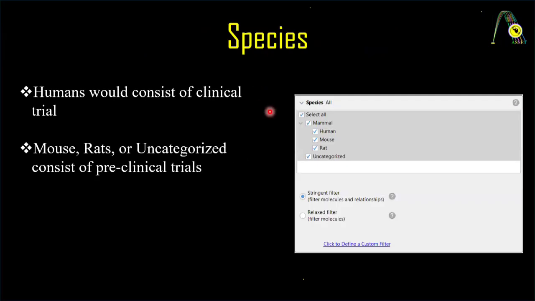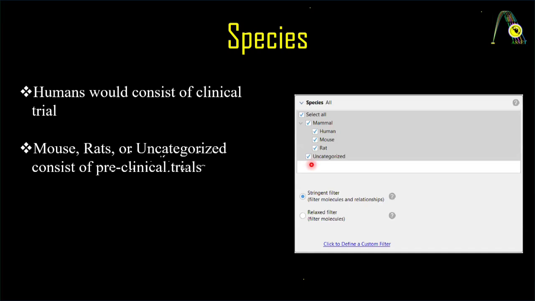You're also able to select for species. That being humans, mouse, rat, or uncategorized. Humans, like we discussed, this would be our clinical trials. And mouse and rats, this would be our in vivo studies on animals. So we're able to include that too. And also uncategorized.